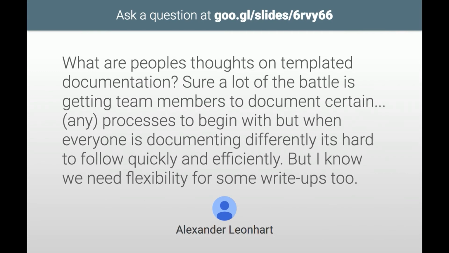Sure, a lot of the battle is getting team members to document any processes to begin with, but when everyone is documenting differently, it's hard to follow quickly and efficiently. But we do need flexibility for some write-ups as well. So templated documentation is great because it gives you a format to follow. And as long as it's a format that has buy-in from whoever's in charge of the people writing all the documentation, then it can be very helpful.